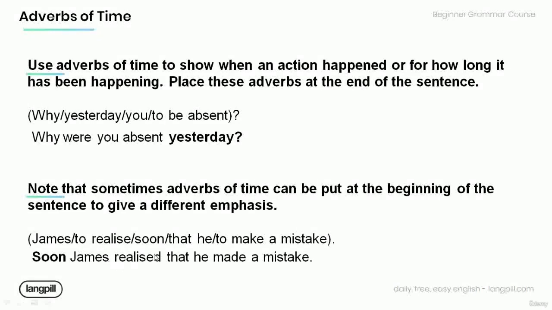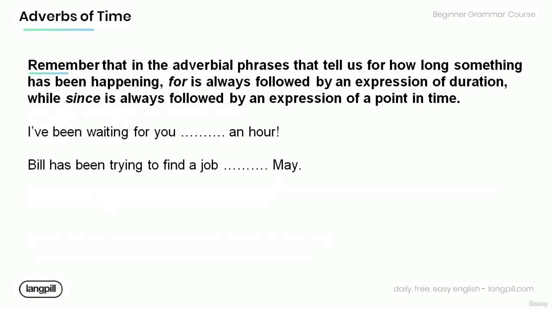Soon, James realized that he made a mistake. Also, remember that in the adverbial phrases that tell us for how long something has been happening, for is always followed by an expression of duration, while since is always followed by an expression of a point in time.